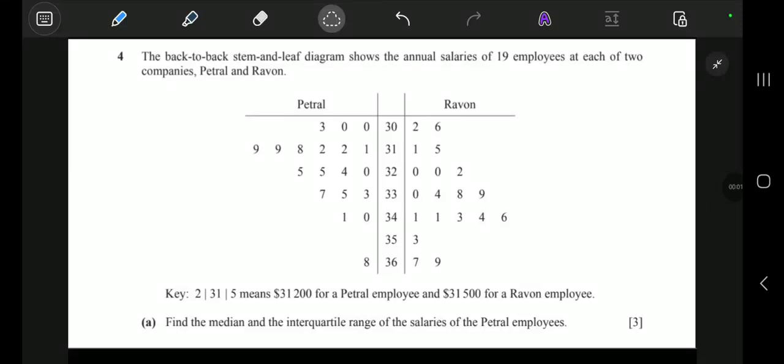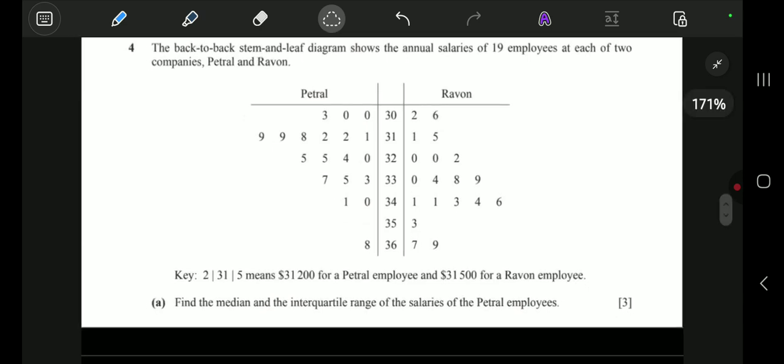Okay, question 4 says the back-to-back stem and leaf diagram shows the annual salaries of 19 employees at each of two companies, Petrol and Rowan. So this is the stem and leaf diagram. Back-to-back means for the two companies there is a comparison, so it is given on the same stem and leaf diagram. Find the median and the interquartile range of the salaries of the Petrol employees.